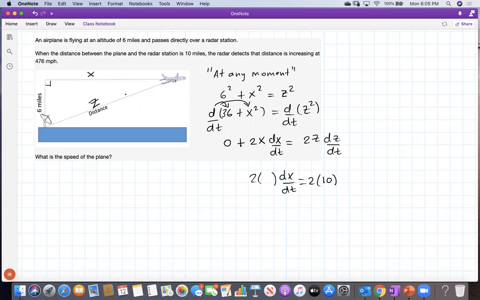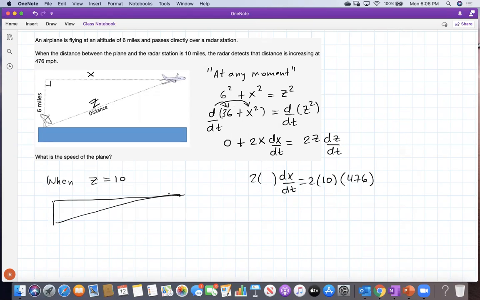At that moment, when this distance is 10 miles, they want you to compute the speed of the plane, right? Now, the speed of the plane is given as well. It says the radar detects the distance is increasing at 476 miles per hour. The units are all comparable, so I'm not writing them, okay? So now I need x.